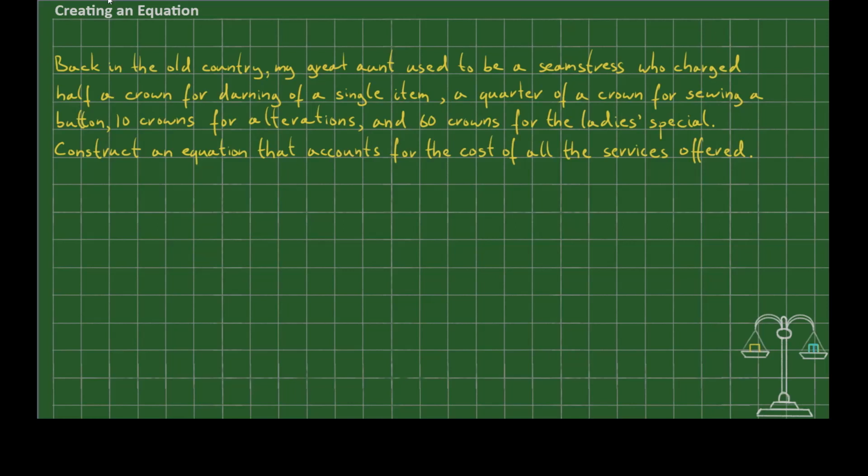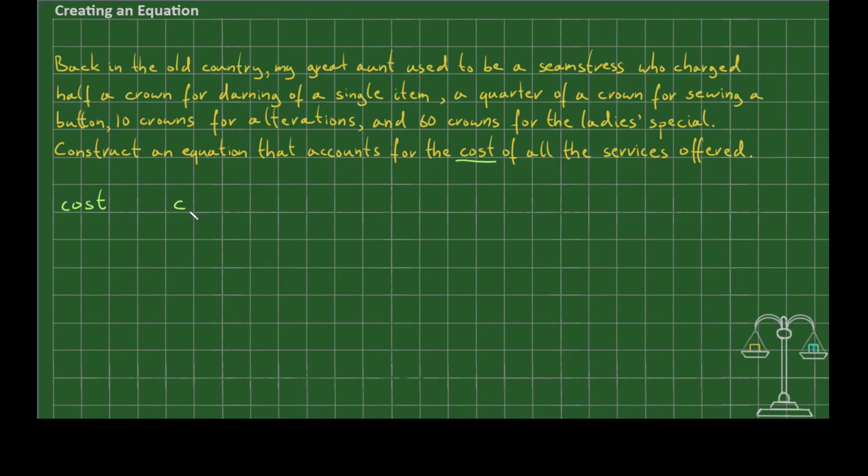To create an equation, I need to identify all of the variables in play. A good place to start is to identify what the equation is trying to solve for. In other words, what is going to be the subject of the equation that we are creating? In this case, we are after the cost of all of the services. So I'm going to write that down, and I'm going to give it a letter. I'm going to call cost C.